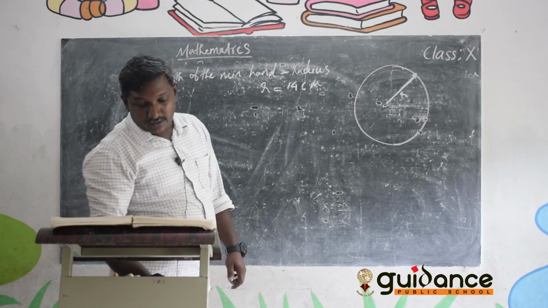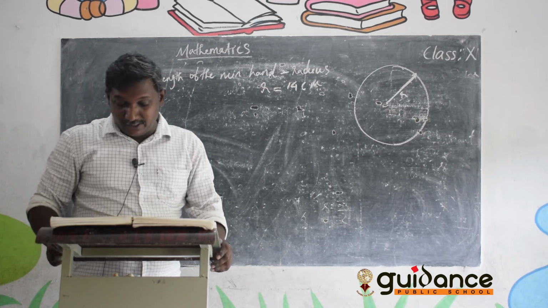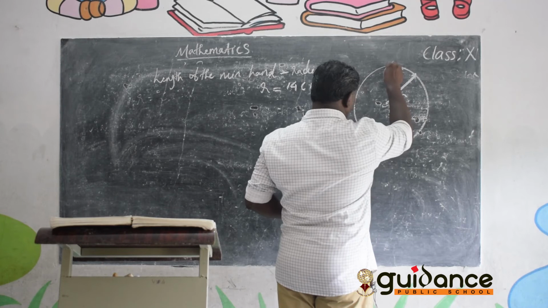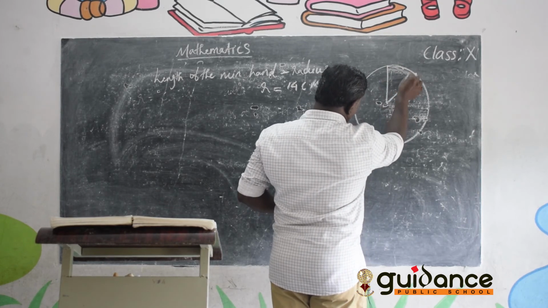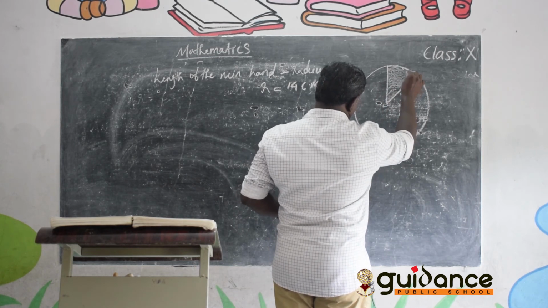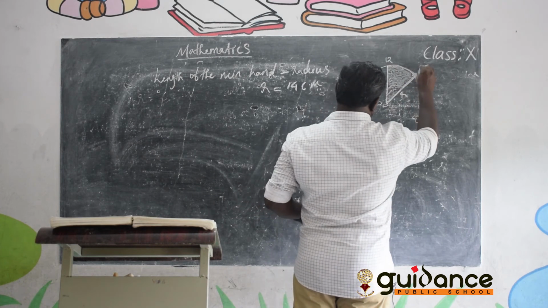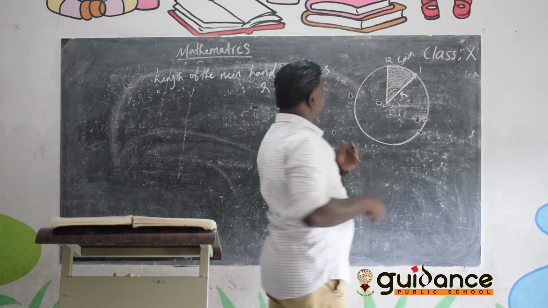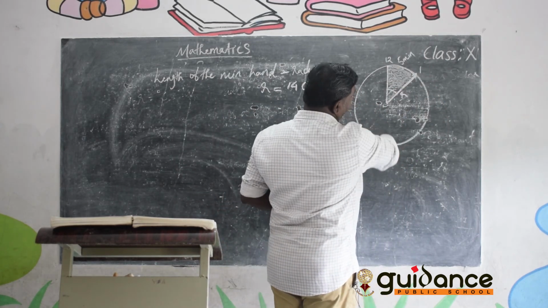So then they said find the area swept by the minute hand in 5 minutes. So 5 minutes, if this is 12 o'clock, this is 1, then this 5 minutes, this much. The area swept means the covered area. So how much is the degree of that 5 minutes?